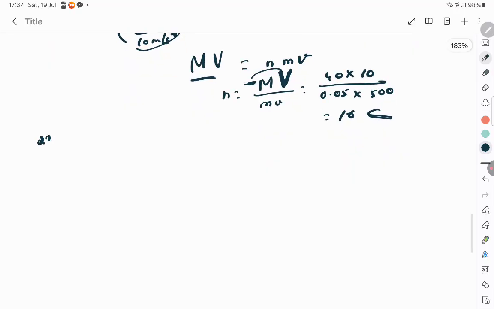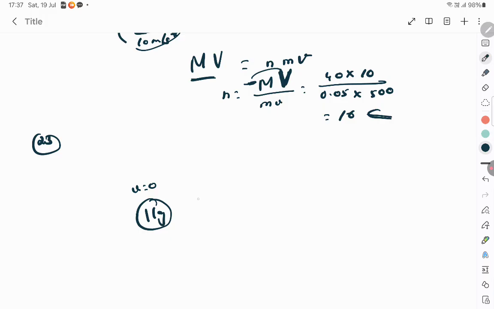So let's go to the 23rd question. A body of mass 1 kg is initially at rest, which means this mass has an initial velocity of 0. So the initial momentum itself is equal to 0. That's the most important point.